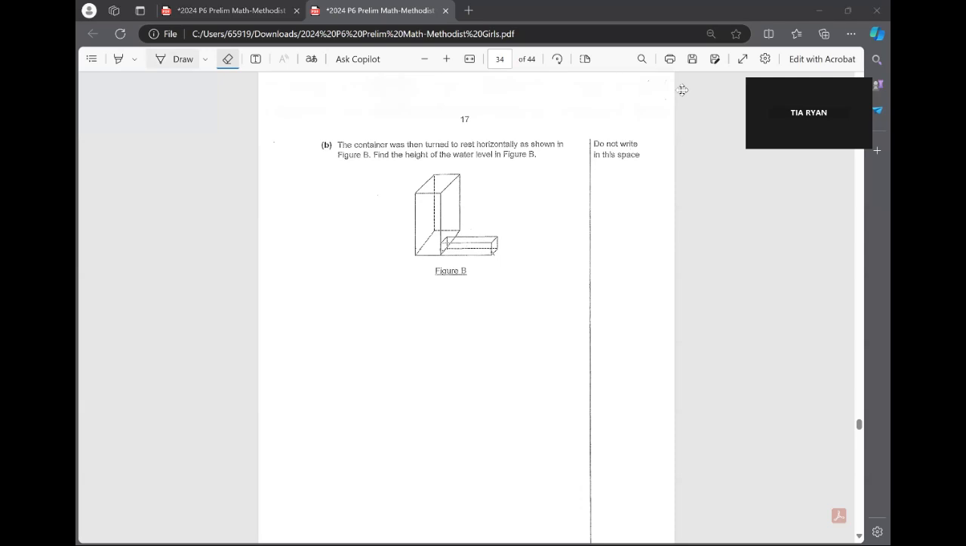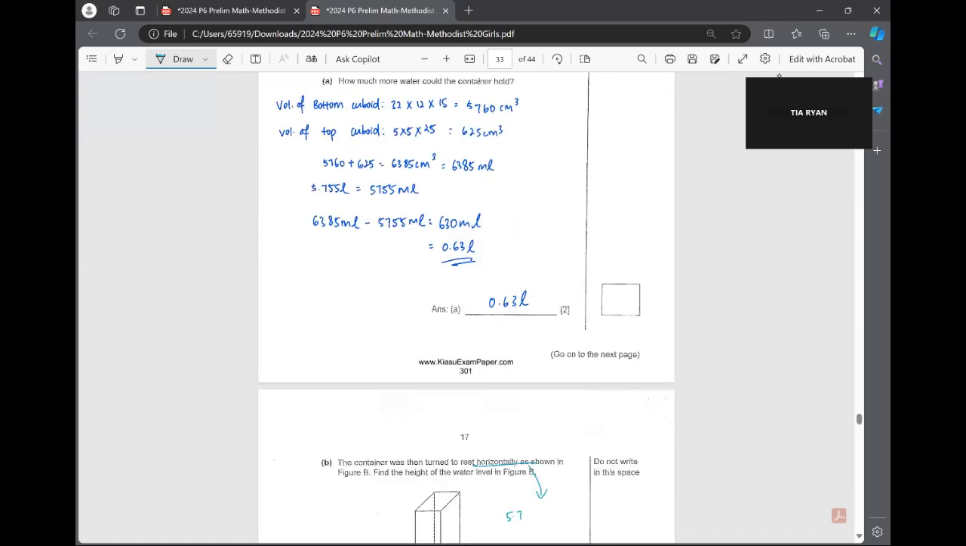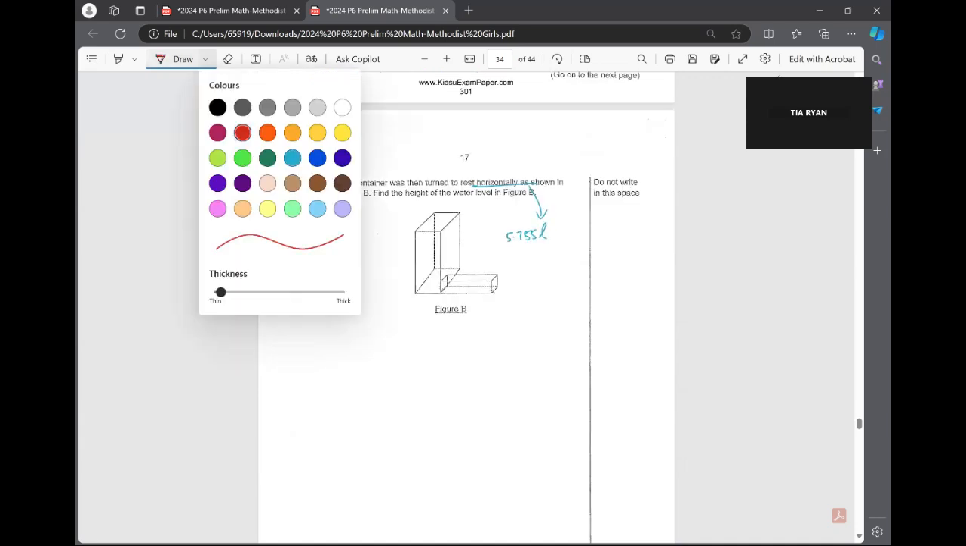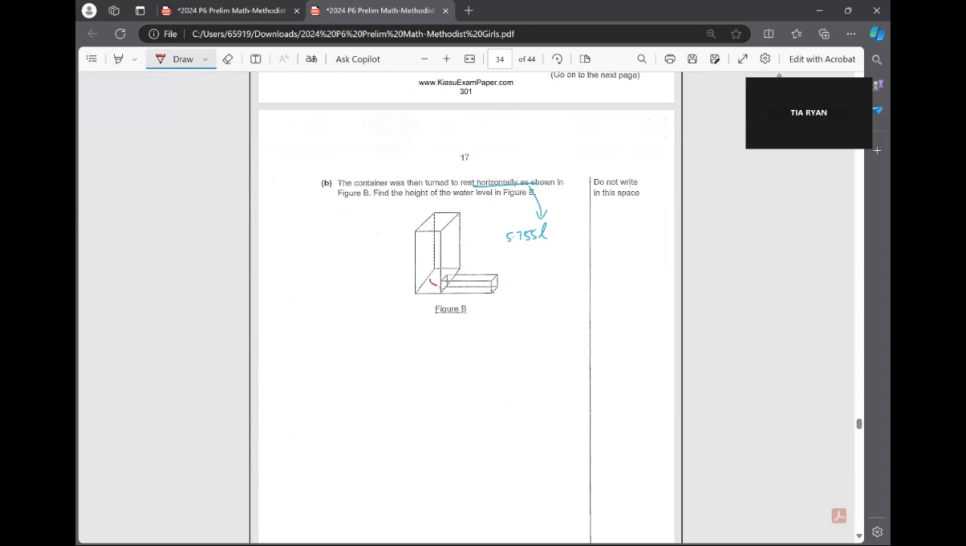Let's look at part B. In part B, they said that the container was turned horizontally, right? We know the volume inside is still 5.755 liters. So we know that the water inside will fill up here first, and after it fills here, it will slowly go upwards. Correct? Because the bottom always fills up first.